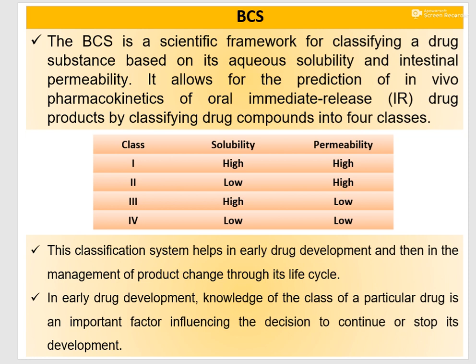BCS is a scientific framework for classifying a drug substance based on its solubility and intestinal permeability. So there are four classes: class 1, 2, 3, 4. Class 1 drugs are highly soluble and highly permeable. Class 2 drugs have low solubility but high permeability. Class 3 drugs have high solubility but low permeability, and class 4 drugs have both low solubility and low permeability.